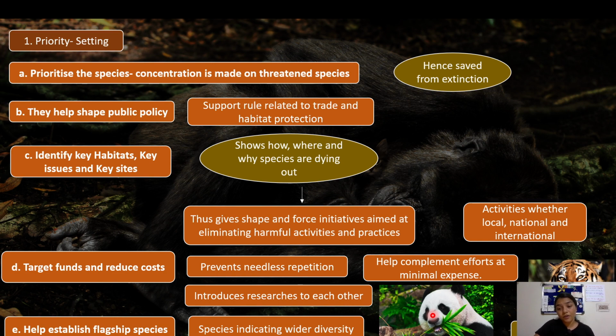Whereas in case of panda, panda is not a keystone species because if panda is not saved, not a lot of things are going to happen, right? It is not going to have a very much big impact on the ecosystem. But yes, it is a flagship species. It is a species that is unique and therefore it is kept as a flagship species, as an ambassador, so that the environment gets conserved in the name of the species, right? So therefore priority setting has all these points, where the last point is it helps establish flagship species.